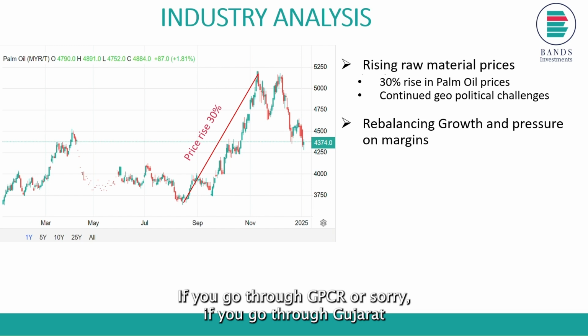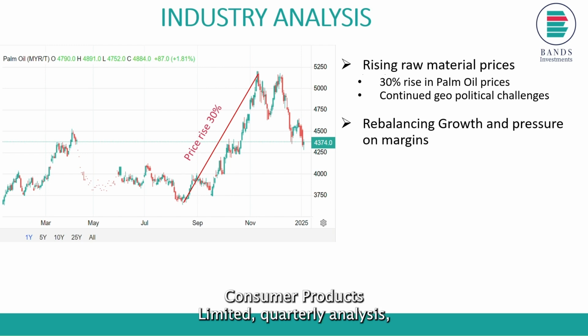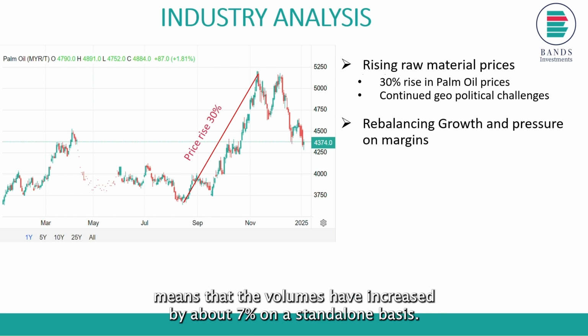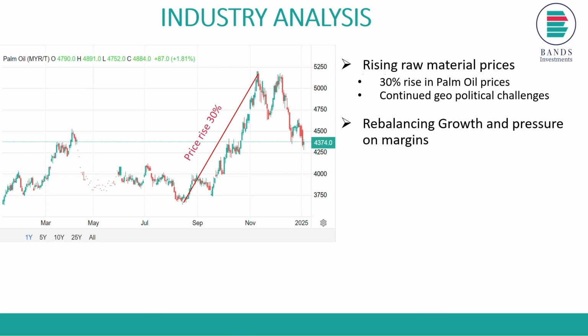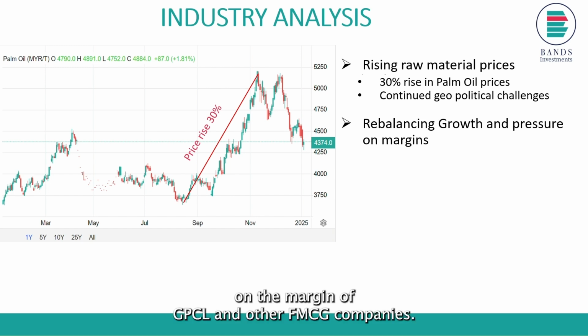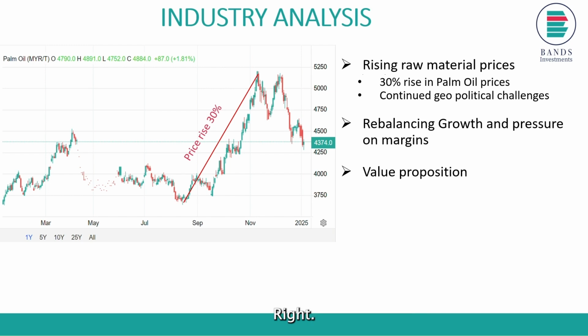If you go through GPCL, or sorry, if you go through Godrej Consumer Products Limited's quarterly analysis, they are showing an increase in the underlying volume growth, which means that the volumes have increased by about 7% on a standalone basis. However, the net profit year over year in Q2 has reduced from 22.8% to 17.2% on a standalone basis. This clearly shows the impact of increased raw material cost on the margin of GPCL and other FMCG companies. What is the value proposition going forward, right?